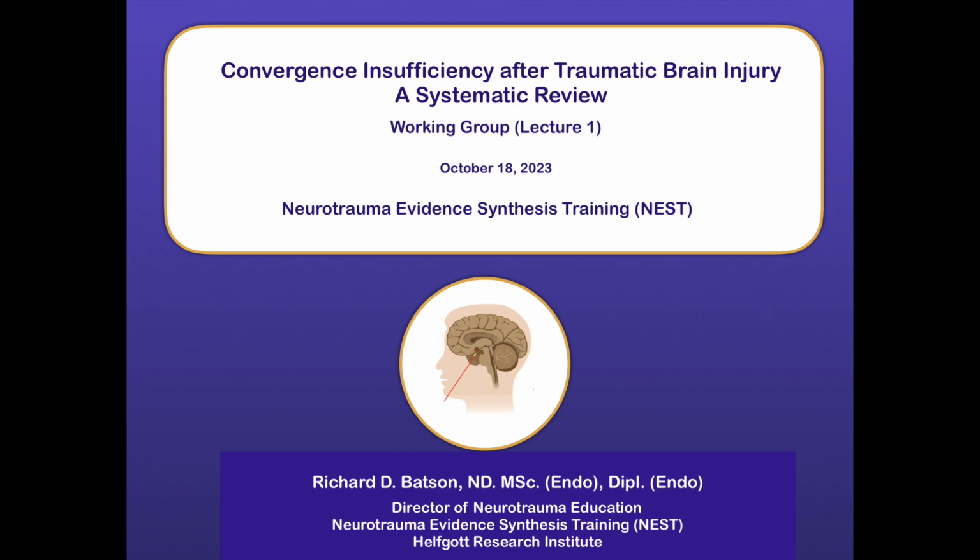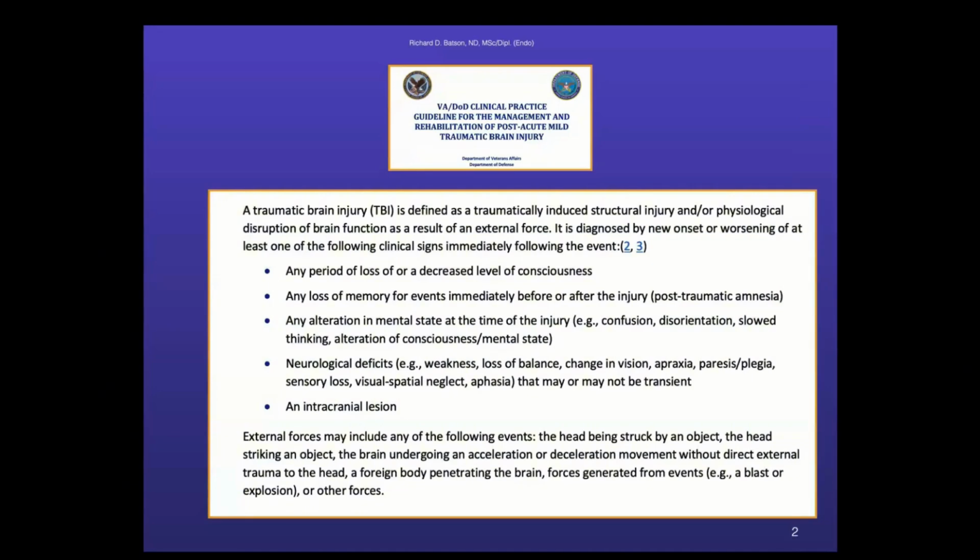So let's just get some basics in place for traumatic brain injury. This is a definition of traumatic brain injury from the Veterans Affairs and Department of Defense Clinical Practice Guideline for the management and rehab of post-acute mild traumatic brain injury. So post-acute here means in the subacute and chronic phases. So these are for people that have not recovered from concussions. This manual was first developed in 2009, and then a second version in 2016, and the third version, the 3.0, came out in 2021.